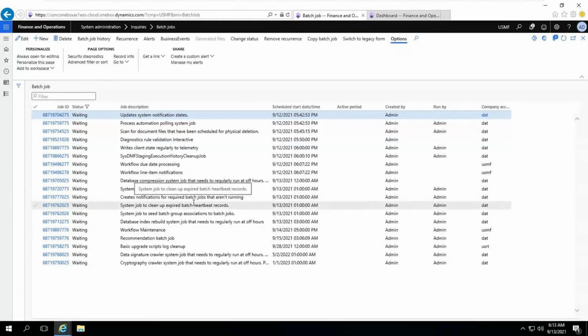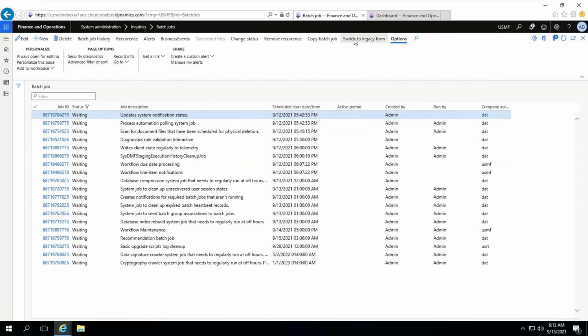So don't delete whatever is available in waiting status, because some jobs are important, they should be executed for the system to run. So you should not delete important jobs unnecessarily, since you don't know. Particularly for retail jobs, they are repeating so many times, and those repeated jobs you can delete. For that, you can remove recurrence.